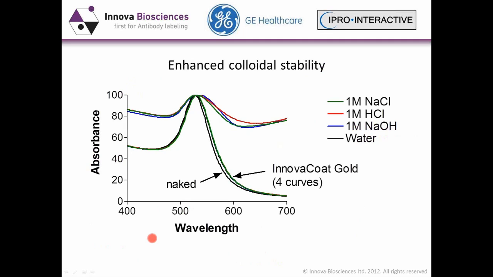So here you have an example of the enhanced colloidal stability at relatively harsh conditions, such as sodium hydroxide and hydrochloric acid. You can see here that under this 1 molar condition, the naked gold aggregates, whereas the naked gold in water follows this profile here, and the Innova coat particles under all 4 conditions also remain well dispersed in the solution.